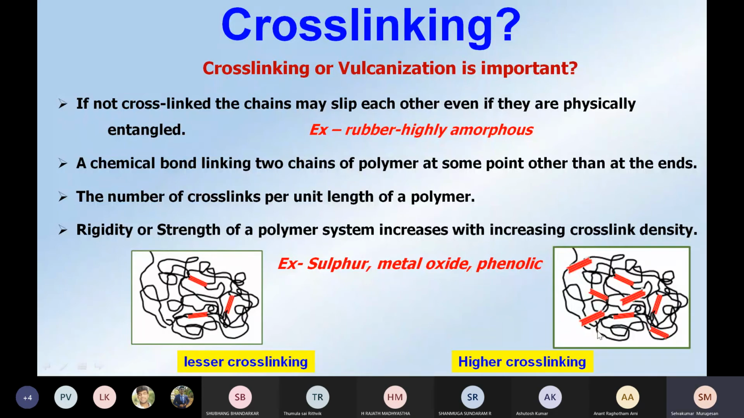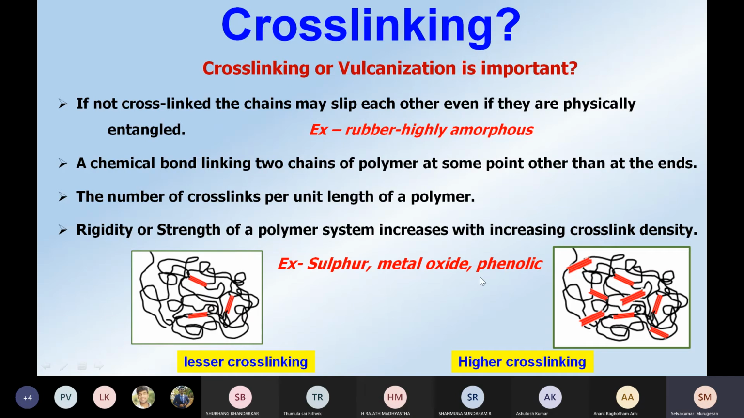Of course, the number of bridges, or the cross-links per unit length of a polymer, defines the degree of cross-linking, or the cross-link density. So the rigidity or the strength of the polymer system increases with increasing cross-link density. The more the cross-link density, the more the mechanical strength or mechanical properties.